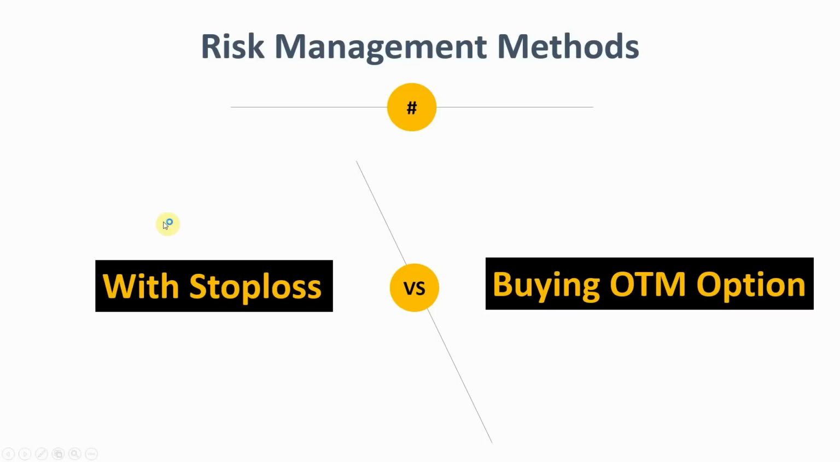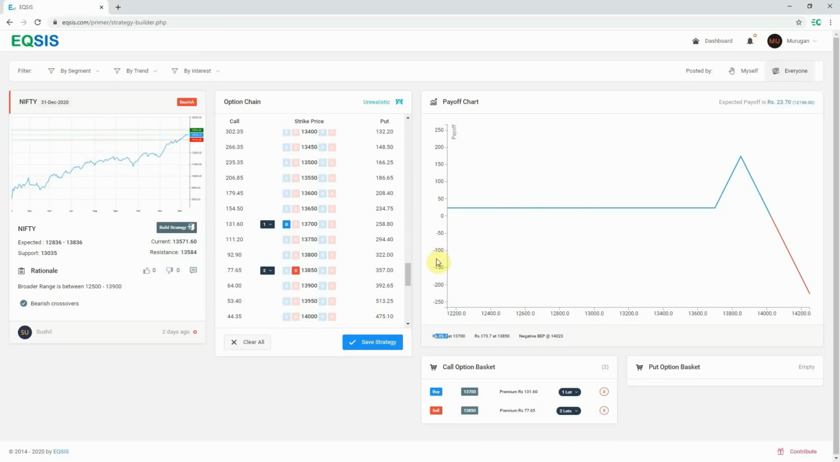And at last, we need to know about risk management, which is also very important. When it comes to risk management, you can do it in two ways. One is a stop loss. You can straight away adopt a stop loss, or you can buy out of the money options. I'll tell you what we can do. Look at this again. I'm going to take it the same way.